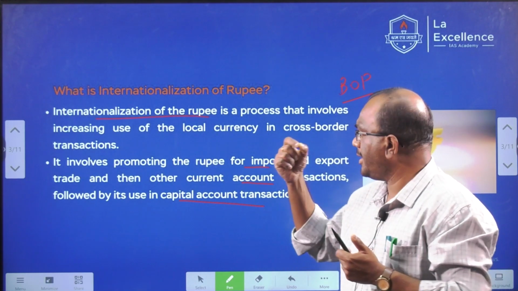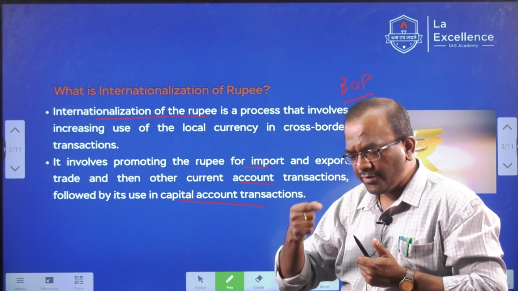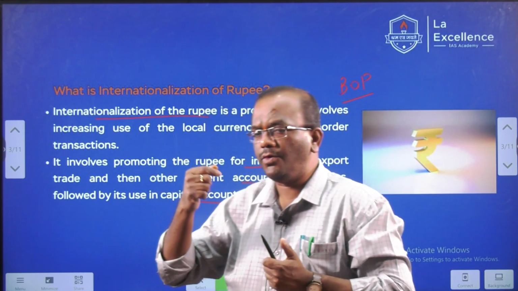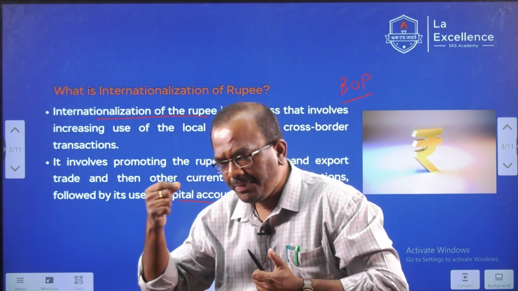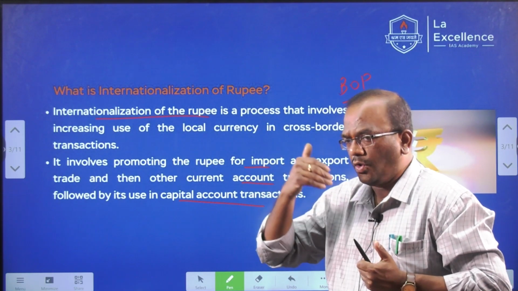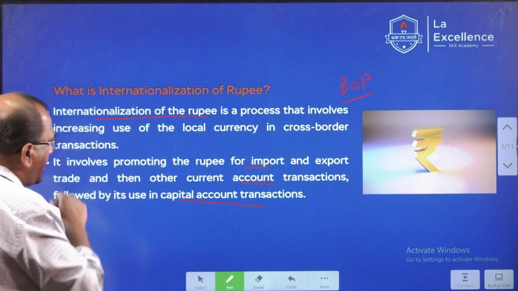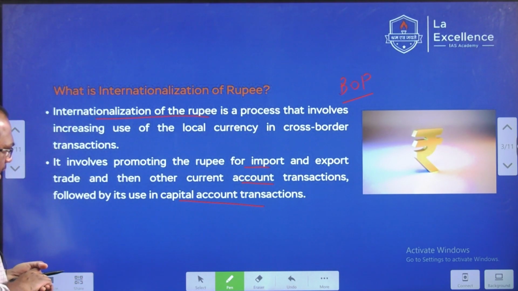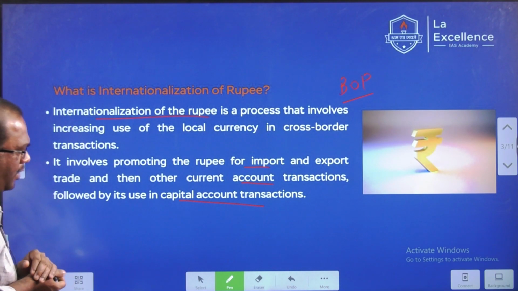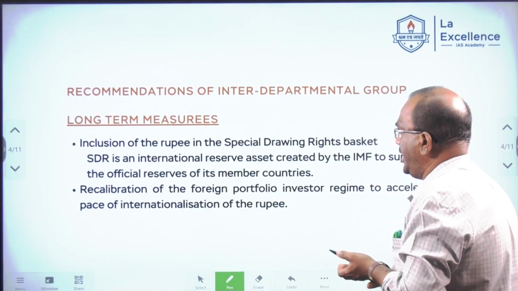So if your rupee becomes a global currency, the transactions in the current account and in the capital account will be conducted in rupee terms, which till now was being conducted in dollar terms. Next, students, it involves promoting the rupee for import and export trade and other current account transactions, followed by its use in capital account transactions. And moving to the next slide.